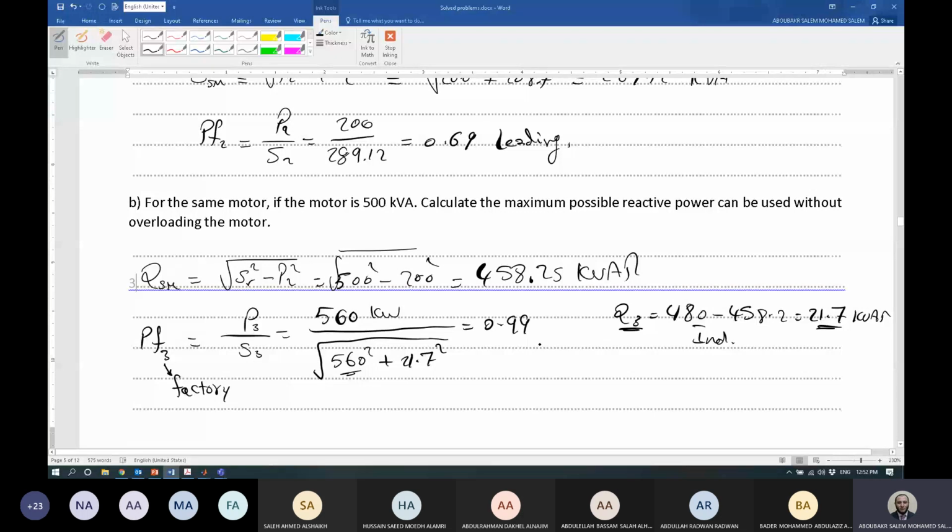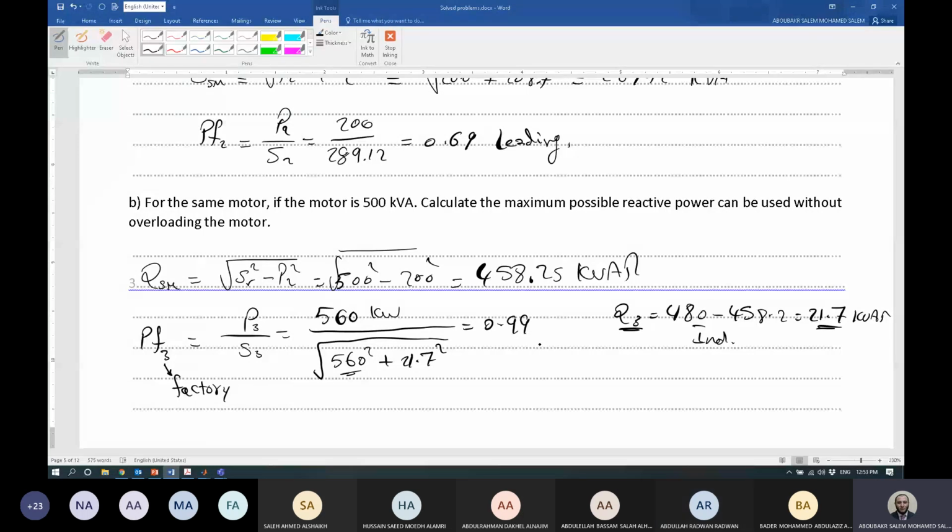What will happen if the apparent power of the motor was 600? You don't need the extra. In this case, you will take only the 480 kilovar and operate the factory at unity power factor. Is it clear?